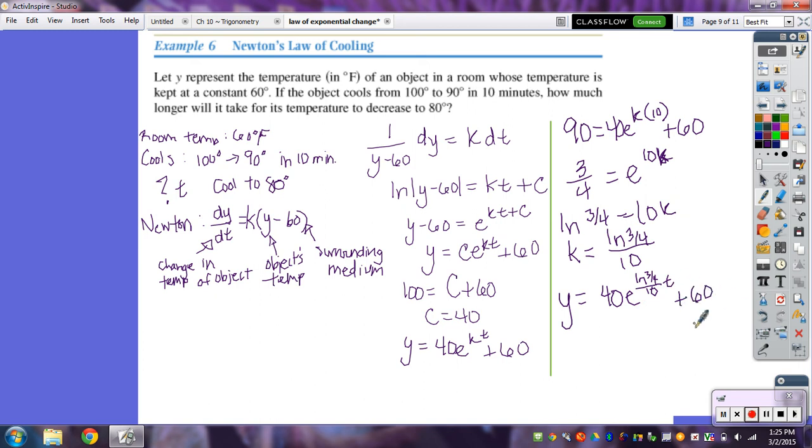And the whole reason for doing that is now I have a model, so whatever time I put in, I can get a temperature. And if I have a specific temperature, like in this case, I can plug that in and find the time. So that would be 80 equals 40 times e to the natural log of 3/4 over 10 times t plus 60. And then I would solve. Subtract 60 from both sides. That would give me 20. Divide by 40. That would give me 1/2.